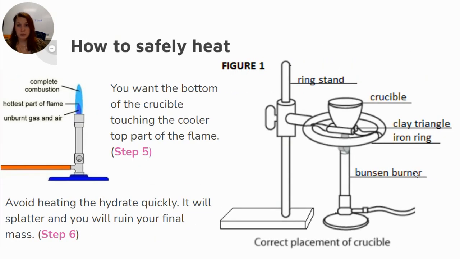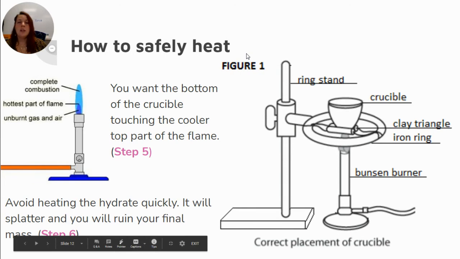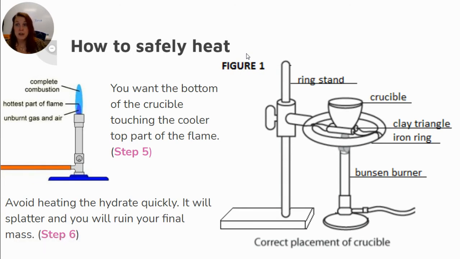When you heat your crucible or the sample inside the crucible, you want to make sure that the bottom of the crucible is touching the cooler part, or the top portion, of the light blue cone on your Bunsen burner flame. You want to avoid heating that hydrate too quickly because it will start to bubble and splatter, and you could potentially lose some of that anhydrate outside of the crucible, which would skew your calculations later on and make your masses lighter than they actually are. Not good. So heat it low and slow.